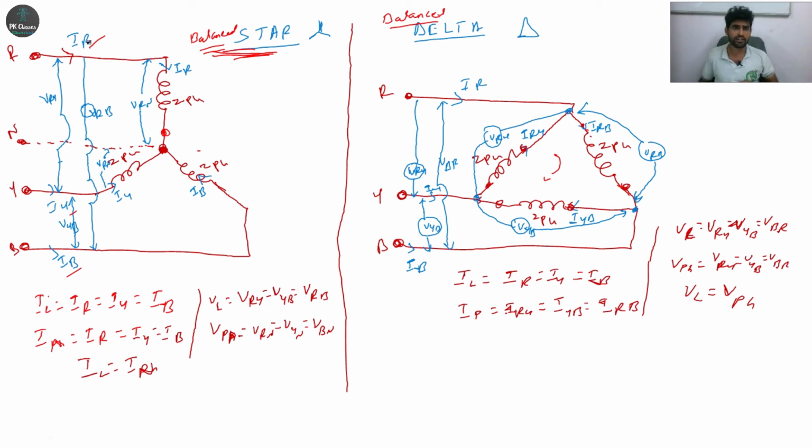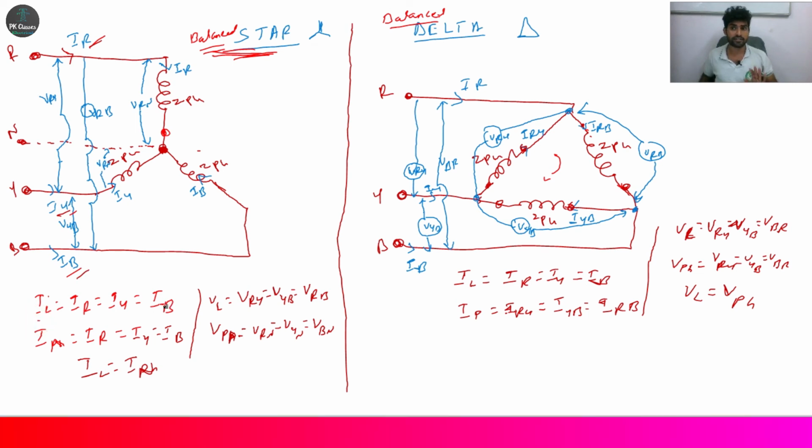See, there is a line current. So this is a line current. The current that passes through any line, that is IR and then IY and then IB, right? So these are the line currents. In definitions, they'll ask what is line current, what is phase current.